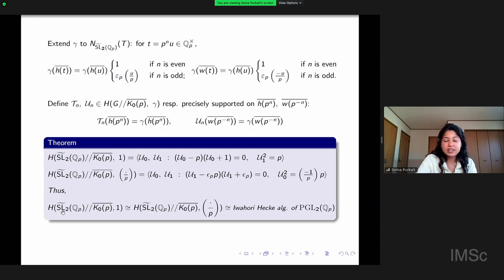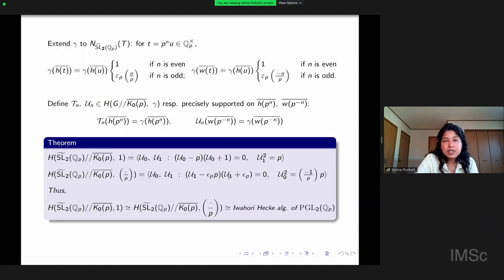So we get that indeed the Hecke algebra which we get out of this SL2 tilde Q_P modulo K_0(P) bar with one is the Iwahori-Hecke algebra of PGL_2(Q_P), and the same thing holds if you take the character, this conical symbol dot by P. In this case, the roles of U_0 and U_1 somehow interchange, but nevertheless, we have the two generators and we have these defining relations which look exactly the same. Okay, so that's the Hecke algebra when we're looking at K_0(P) bar.